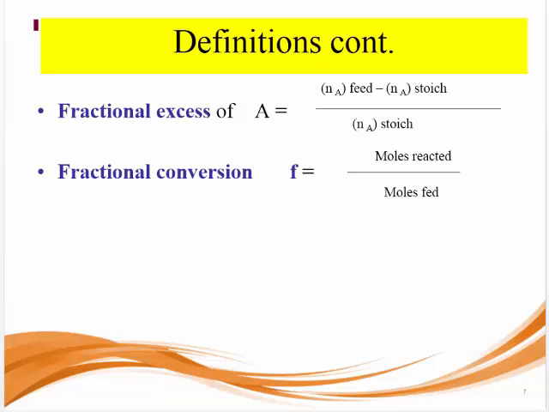The next definition that we have to look at when we try to solve the problems related to the mass balances with the chemical reactions is the fractional excess of A. So the fractional excess of A, which in most cases would be the limiting reactant, is equal to the ratio of number of moles of the reactant fed into the vessel minus number of moles of reactant A based on the balanced stoichiometric equation, divided by the number of moles from the balanced stoichiometric equation.